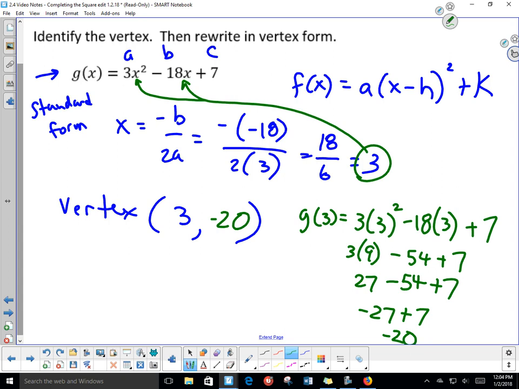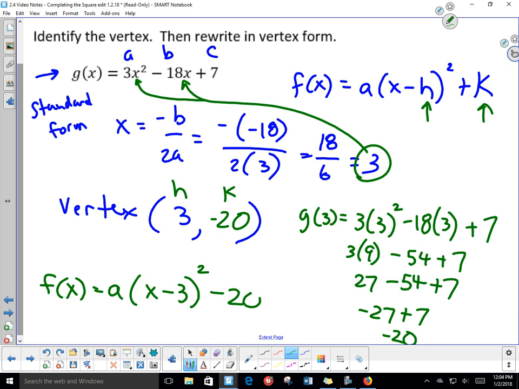So if we know that, we can fill in the vertex. Remember, the vertex is your (h, k). So 3 is our h, and negative 20 is our k. So we want f of x equal a times (x minus 3) quantity squared plus negative 20. Or I could just write minus 20. But we can't leave this a here. What's the a going to be?